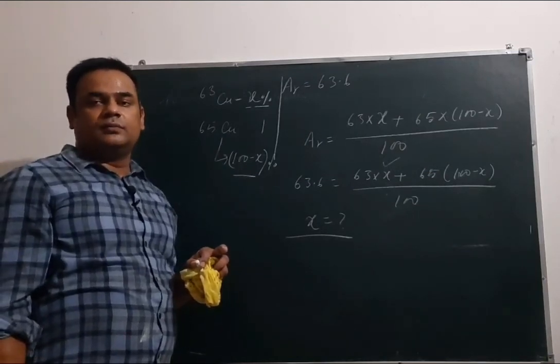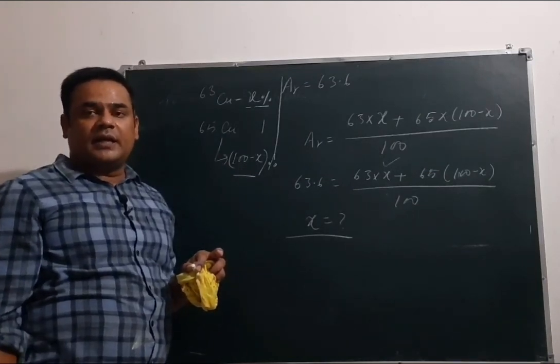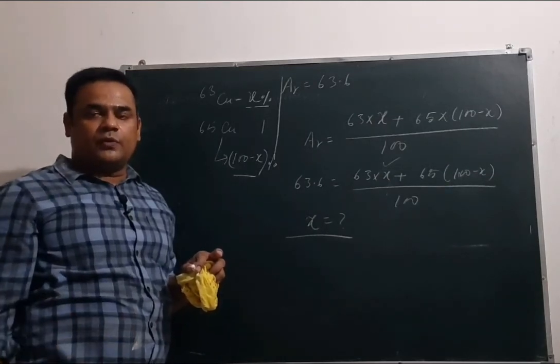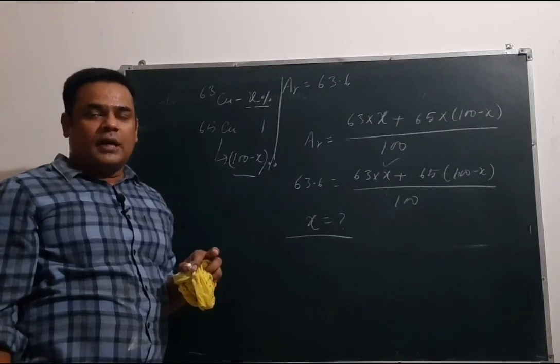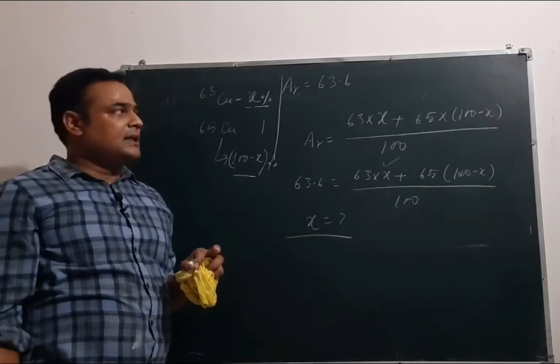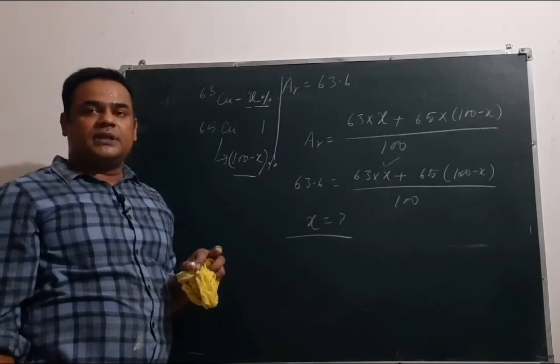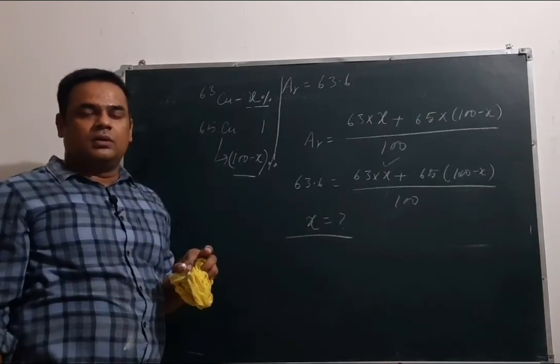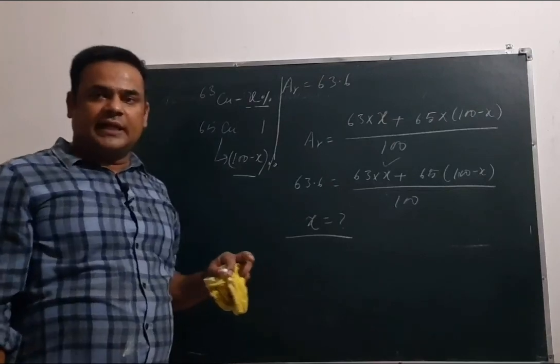So this is how we can determine relative atomic mass from the given natural isotopic composition of any element, or if the relative atomic mass is given, then we can determine the percentage composition if the natural isotopes of that element are known. So this was all about relative atomic mass.